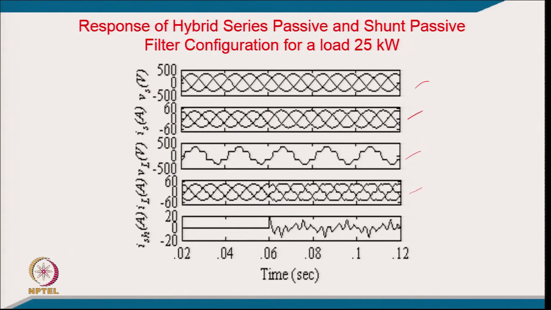So, if we are putting only the series filter, we are getting some performance, but after switching on the shunt filter we are able to get further improved performance in the supply current. Of course, we will see the harmonic analysis, but you can clearly see now the load currents are much different with the shunt filter compared to the series only, but the supply currents are sinusoidal.